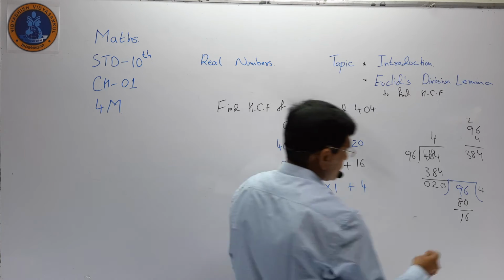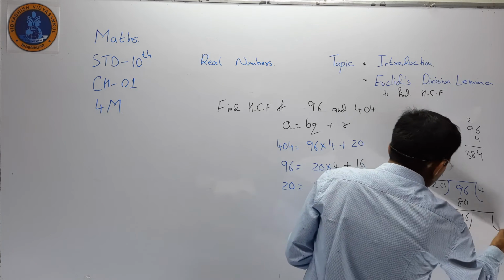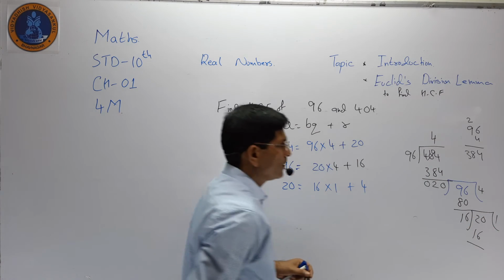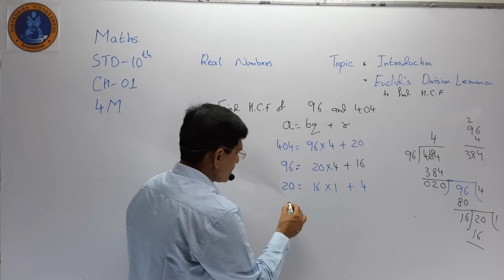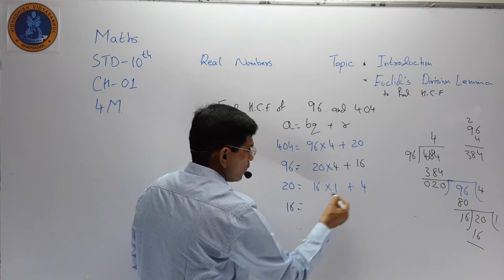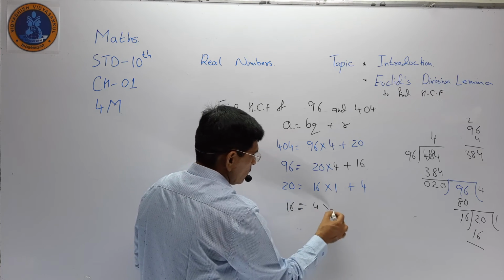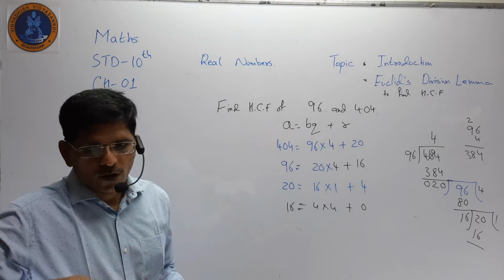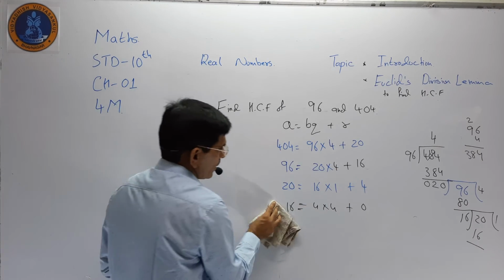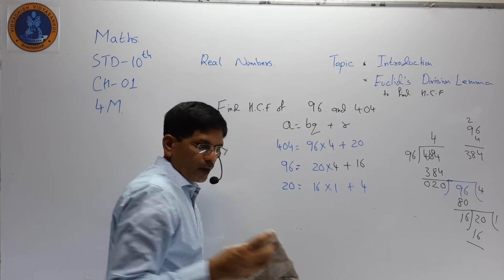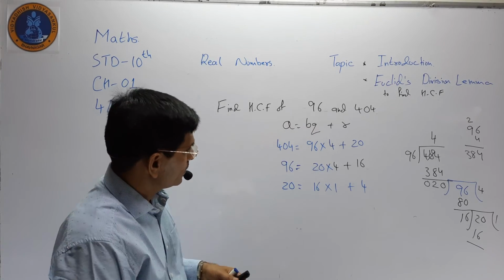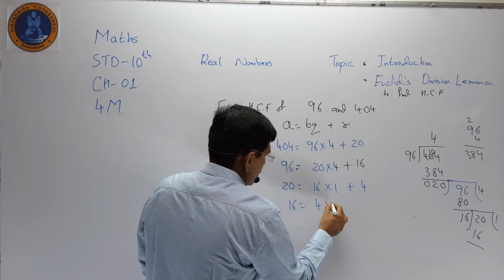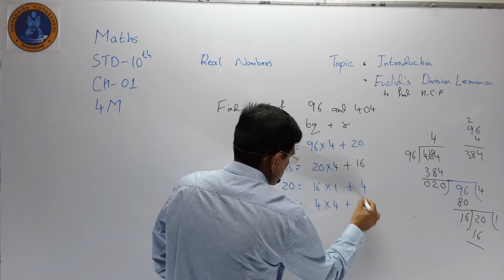Again I have to do this. In bracket I have to write 20. So again 16 here I have to write. 4 I have to shift here. 16 is 4 into 4 plus 0. Or if we write it the proper way, that is 16, 4 into 4 plus 0.